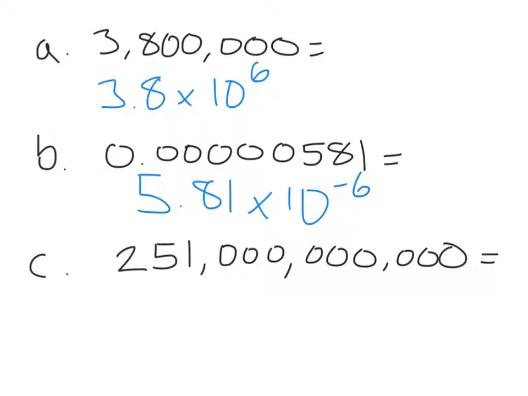Last example, 251, we're going to make that 2.51. If it was here, how many times do we have to move it to get it all the way back here? Let's see, it would be 1, 2, 3, 4, 5, 6, 7, 8, 9, 10, 11. 11 times to the right. That's going to be a positive 11, so 10 to the 11th power.